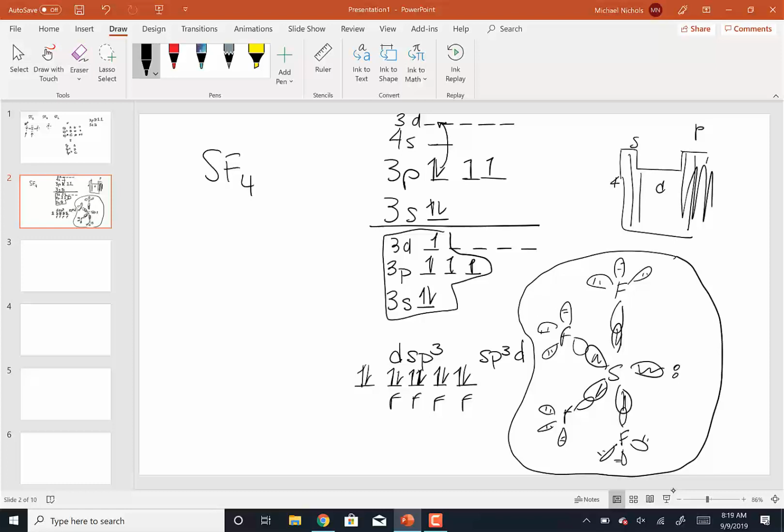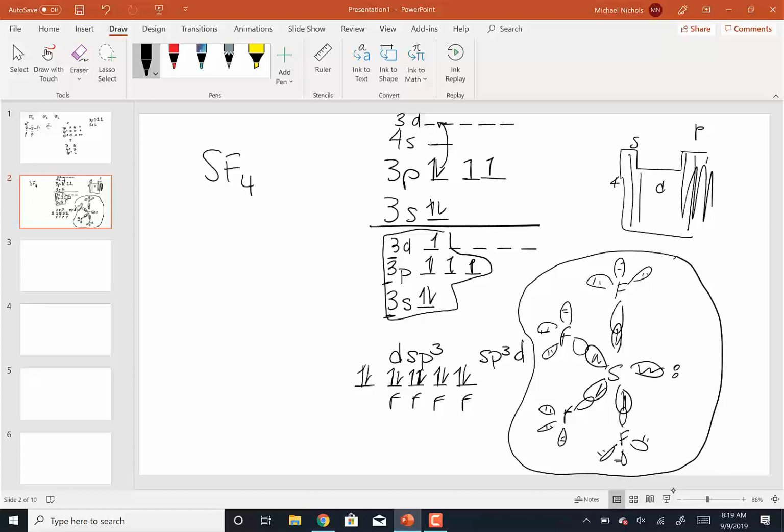How come we had to skip the 4s and go up higher to 3D? Because to hybridize, you can only hybridize orbitals that have the same principal quantum number. So I can't mix 3s and 4s. I can't hybridize those. I can only hybridize 3s.